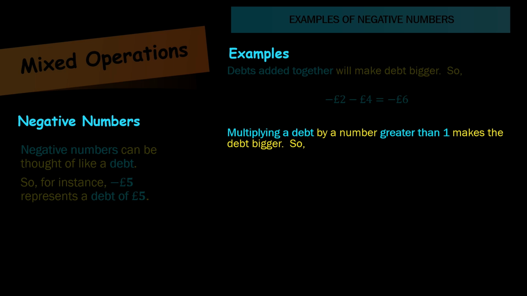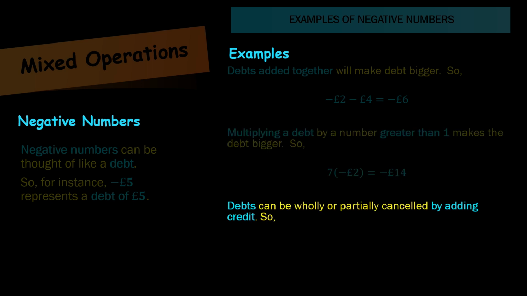Multiplying a debt by a number greater than 1 makes the debt bigger. So 7 times minus £2 equals minus £14. Debts can be wholly or partially cancelled by adding credit. So minus £7 plus £8 equals £1, and minus £7 plus £5 equals minus £2.